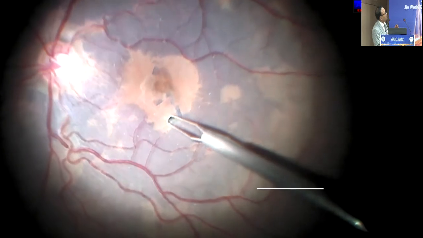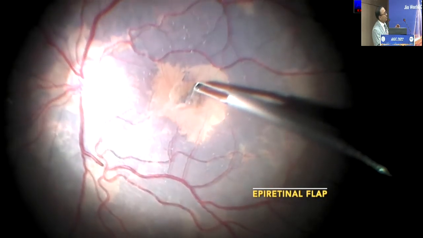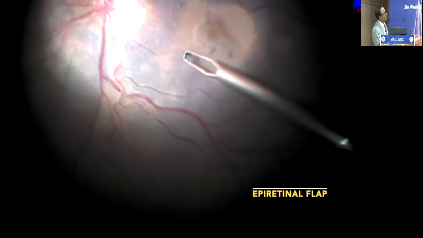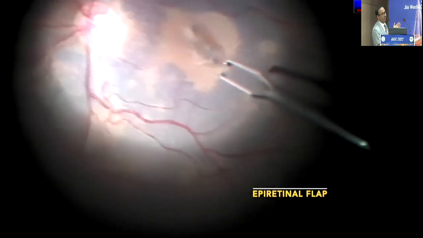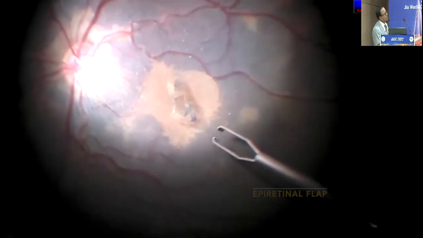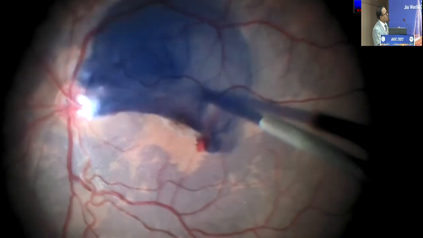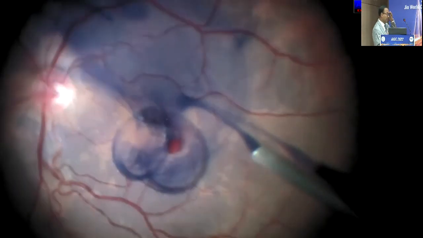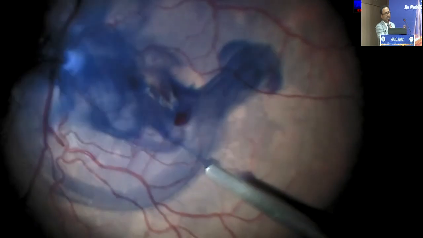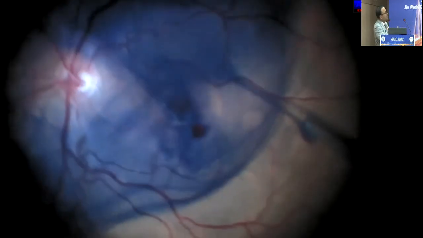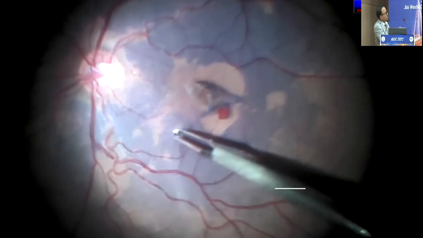A few things you have to keep in mind, because there are a lot of appendages here, so you have to be very careful while you start removing the membrane. The first flap is the epiretinal flap, which you keep around the fovea. After that, you may do a staining again. Multiple times staining is important for this type of surgery, where you can have different layers coming together.